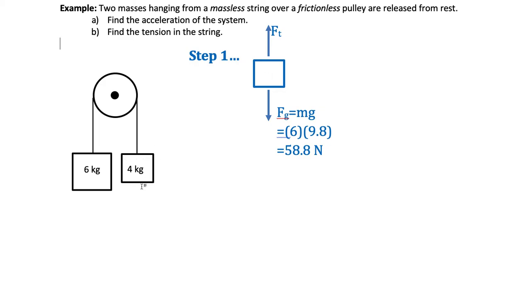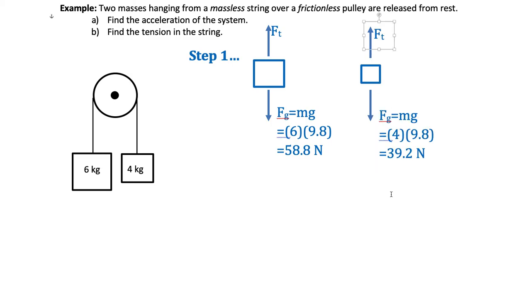Next object over here, my 4 kilogram mass. Let's do a free body diagram for that. There we are. Gravity down, tension up. Again, I can calculate gravity, and tension, I don't know what it is. I do know, however, that these two tensions are going to be the same, because this is one rope, and tension is the same everywhere in a rope. So that's my step 1.